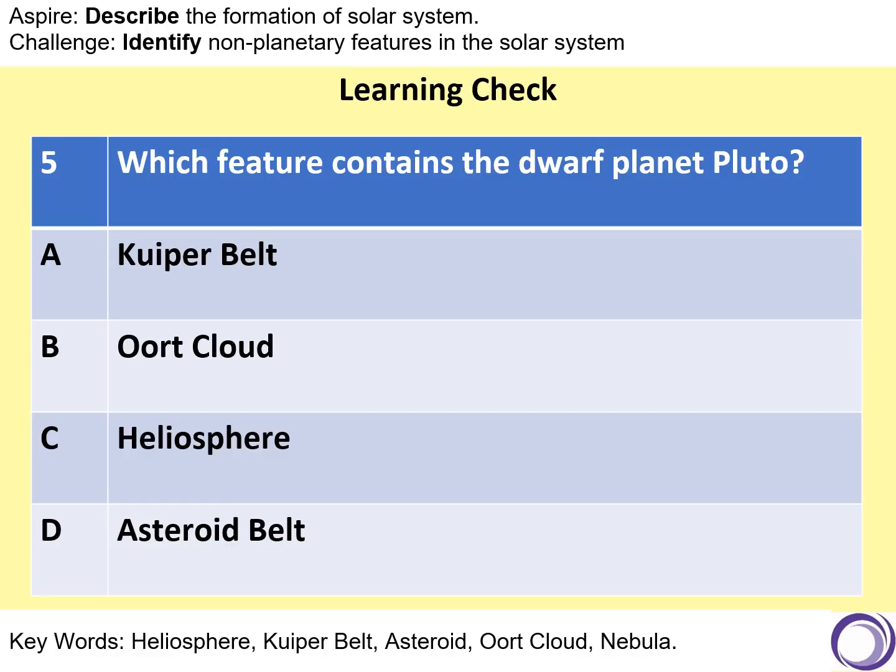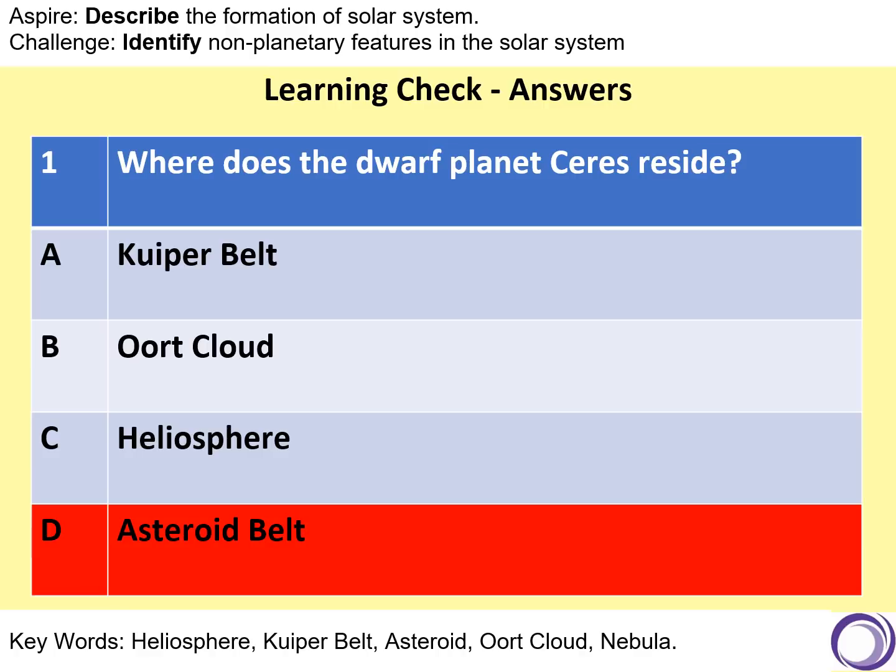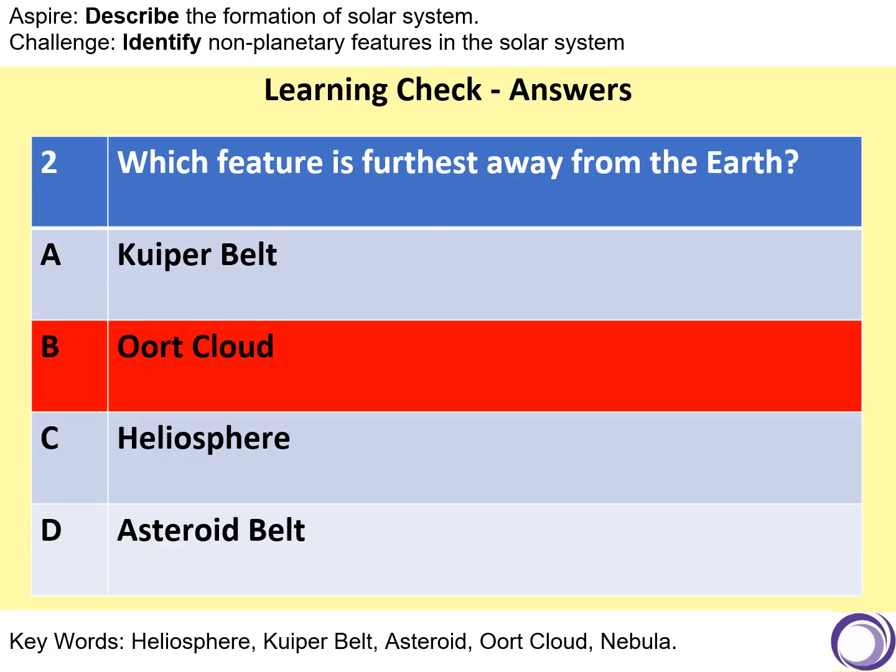So there you've got your 5 questions. If you missed one of those because I went through too quickly, that's absolutely fine. Just go back in the video and have a look at those. The next click will be the answers. So are we ready? Let's have a look and see what we've got. Question number 1, where does the dwarf planet Ceres reside? It resides in the asteroid belt. The answer is D. Question 2, which feature is furthest away from the Earth?